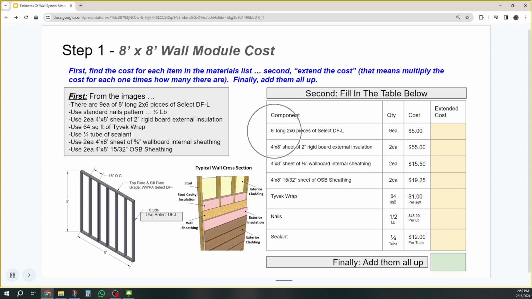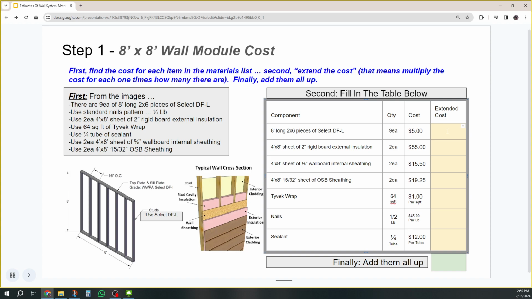So we have 8 foot long 2x6 pieces of select Doug fir larch. There's 9 of them and they cost $5 a piece. So my total cost, I can do that one in my head. 9 times 5 is $45. So I'm going to use $45 worth of lumber. Then I've got 4x8 sheets of rigid external insulation. And there's 2 of those because that makes 8x8. And so I can do that one also. That's 110.